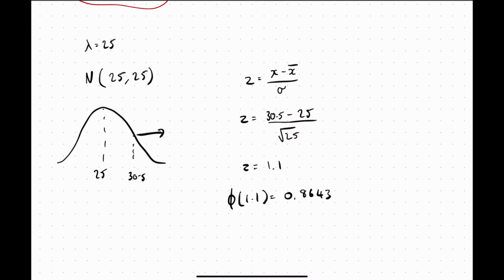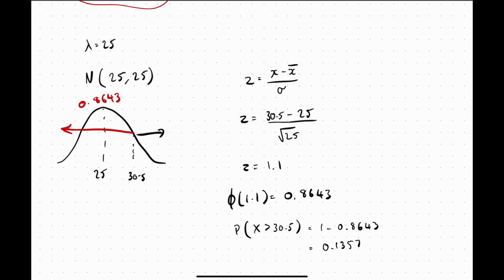Oh, you got one already? Cool. Right, so when you look at phi 1.1, it gives you 0.8643. Is that the probability? Okay, that's a probability. That's below 30.5. So what do we need to do? 1 minus. So our probability of x being greater than 30.5 would be 1 minus 0.8643, which is 0.1357. Cool? Easy enough?